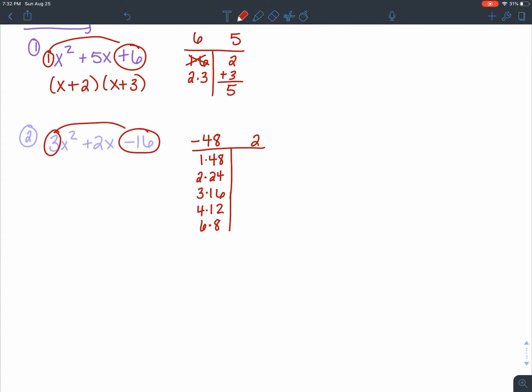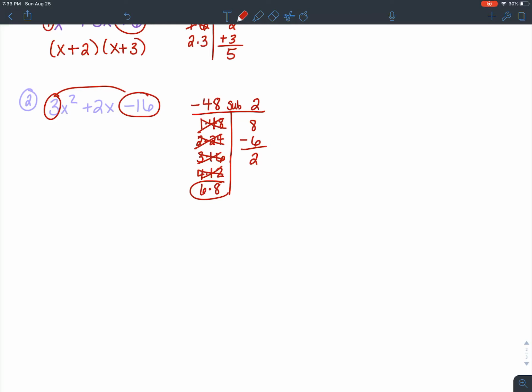This one is going to be different signs. And when they're different signs, in my brain, I think, okay, two numbers that have to subtract to give me 2. Well, 1 and 48 doesn't. This doesn't. This doesn't. This doesn't. 6 and 8 subtract to give me 2. And it's going to be 8 minus 6. That gives me 2.